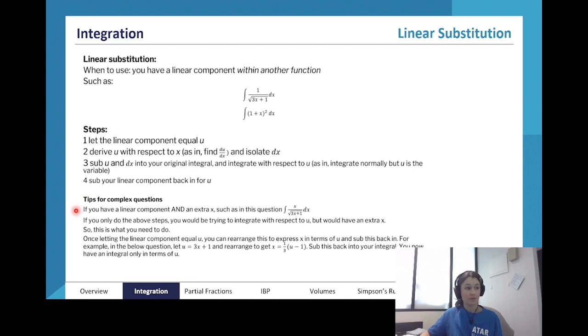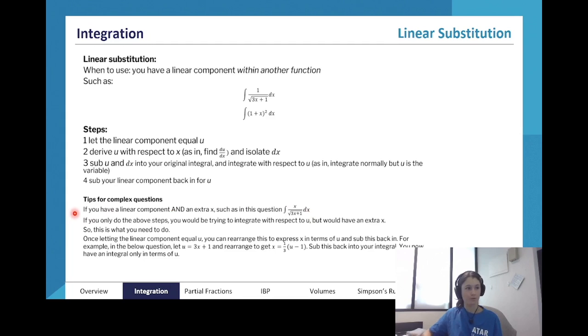So the first tip that I had is if you have a linear component and an extra x, such as in this question here where we have the integral of x on root 3x plus 1. So it's exactly the same as the one we had up here, except instead of the 1 up the top, we actually have an extra x. So instead of just one linear component, we have 2 different linear components that we're working with.